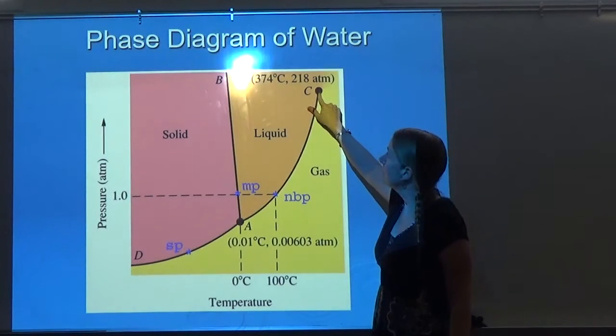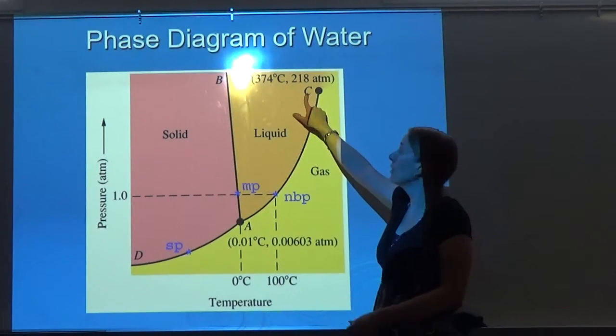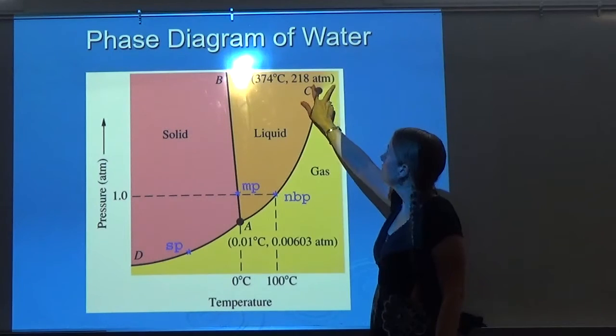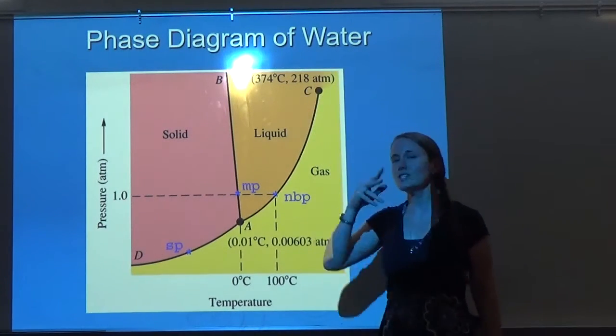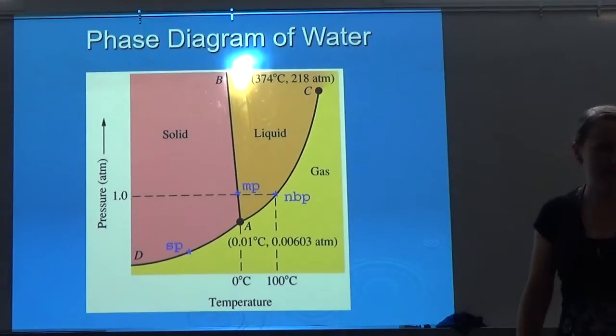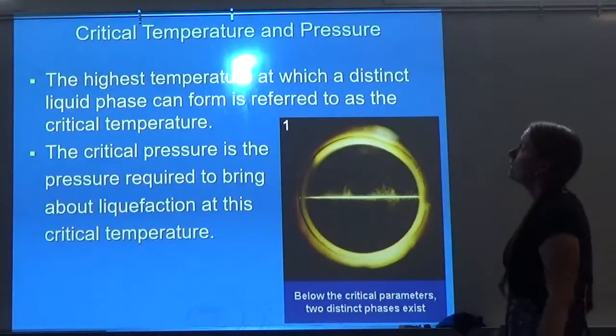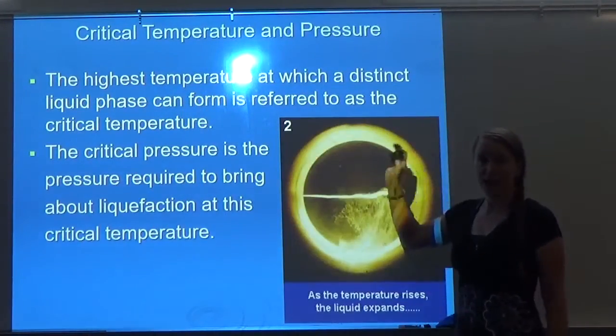And so what I want you to notice is it's called C on here. It's called the critical point in real life. What I want you to notice is the two states of matter, liquid and gas, their colors just kind of start merging. So let's talk about what's happening there. So the critical temperature and pressure, which is happening at the critical point.